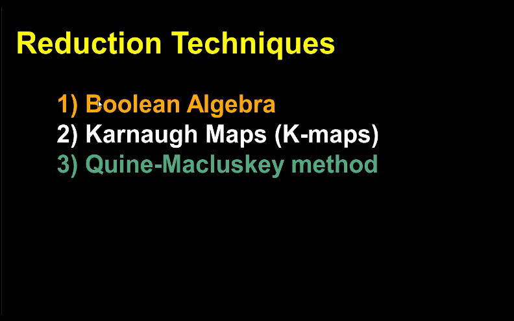So there are a few reduction techniques. The first, we have already studied: Boolean algebra. Now we are going to study Karnaugh maps, called K-map, and the third is the Quine-McCluskey method. There are some more methods which require heavy computations, which are of course done by computers, not by humans. So what is this reduction technique?